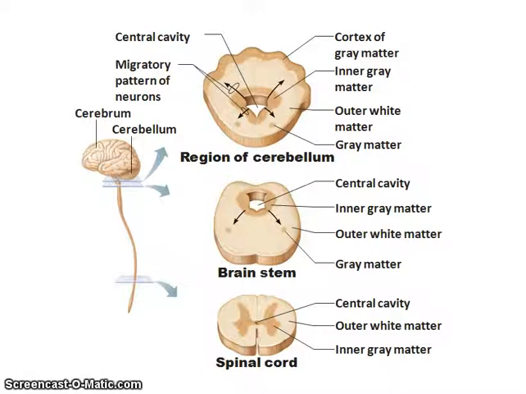In a brainstem, you can see that some of the dark matter is towards the center and white matter on the outside. And then as we get down into the spinal cord, you'll see this almost kind of an H shape that's all made up of the gray matter, and the outer part is all white matter. This will make more sense as we get towards the end of those slides.